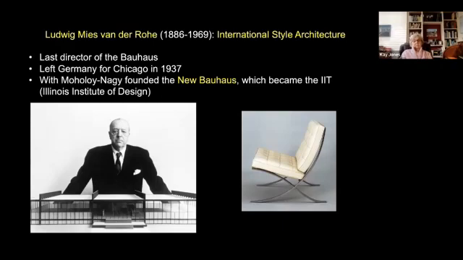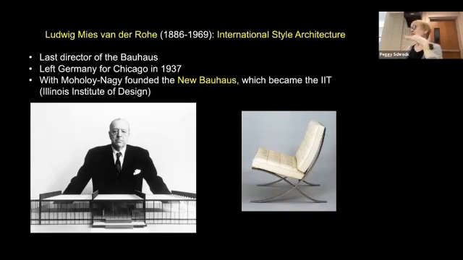When the Bauhaus closed down in 33, German artists knew by then the writing was on the wall. And by the mid-30s, German artists were leaving Germany. Mies and Moholy-Nagy, who we talked about when we looked at the Bauhaus, they came to Chicago. And it's one of the many reasons why Chicago is the home of modern architecture. They founded the new Bauhaus, which became the Illinois Institute of Design.